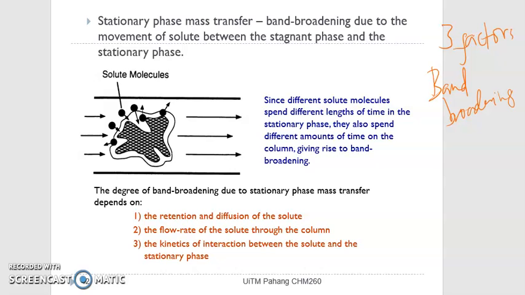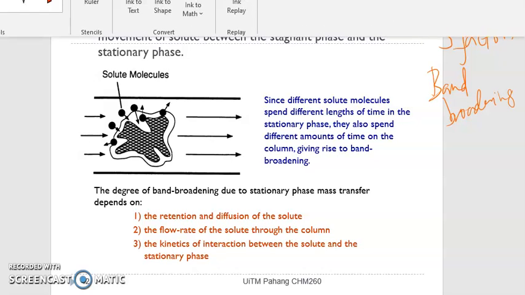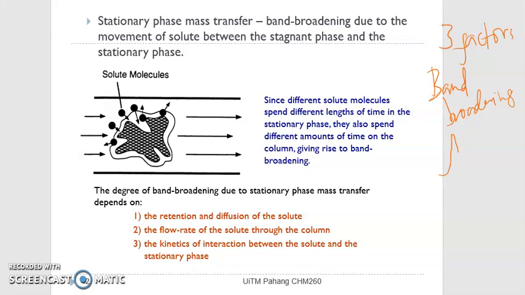Okay, so as I've already told you earlier, there are three factors affecting band broadening. What is band broadening? Remember, we want our peak shape to be like this. It must be symmetrical. But when it becomes like this, it means it is band broadening. Okay, so this is band broadening, and there are three factors affecting band broadening.